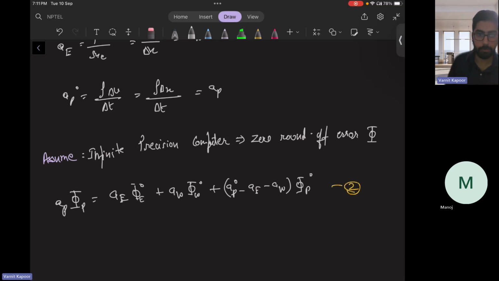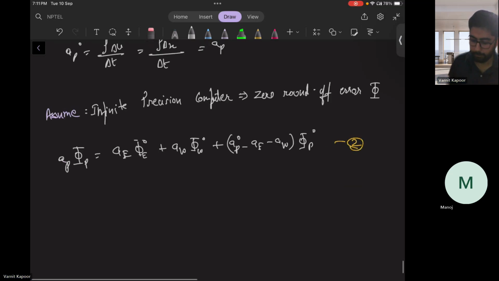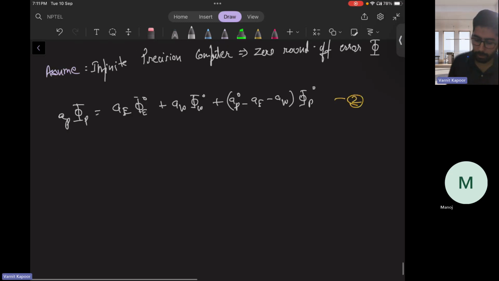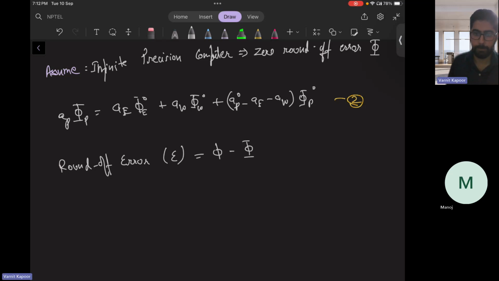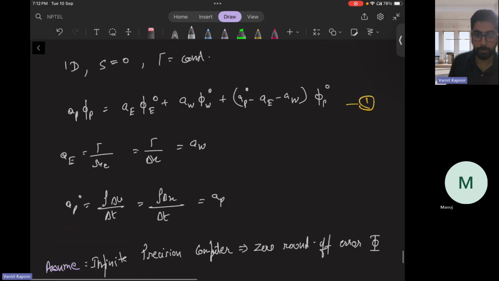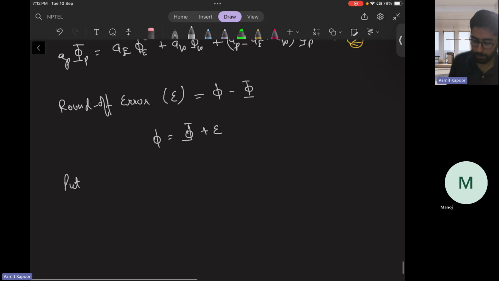This is equation 2. We have assumed that there was no round off error. But in practicality, we don't have infinite precision computers. There has to be some precision. So round off error can be defined as epsilon is equal to phi minus phi bar. So phi can be written as phi bar plus epsilon. Put this phi back into equation 1.